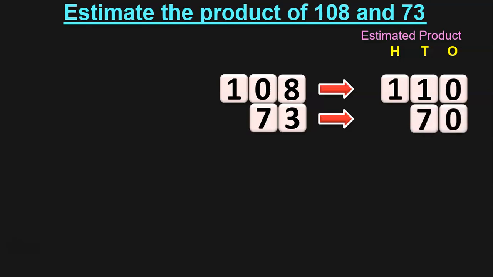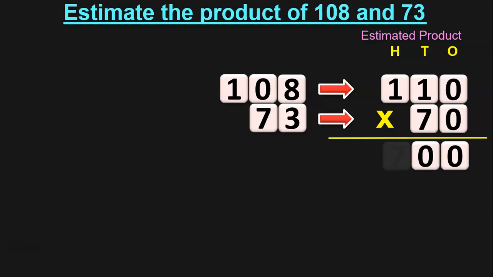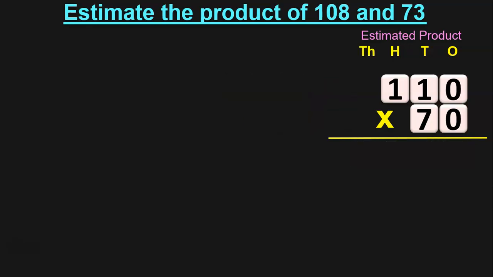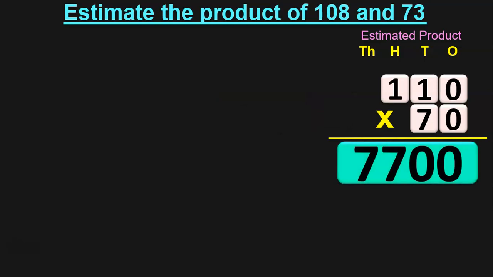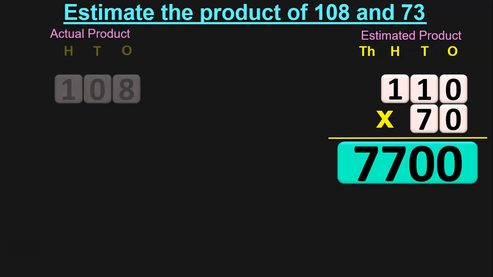Now we have to multiply 110 by 70. In ones place you have a 0. So you don't have to do any calculation there. Next you have to multiply 110 by 70 because 7 is there in the tens place. Add a 0 in the ones place. Begin multiplying by 7. 7 into 0 is 0. 7 ones are 7. 7 ones are 7, which will move to the thousands place. So the answer is 7700.